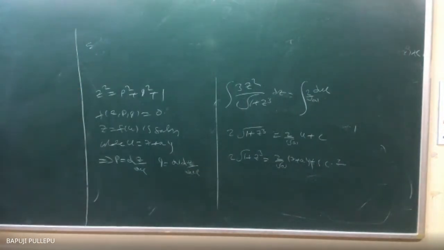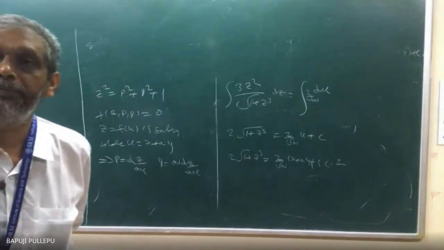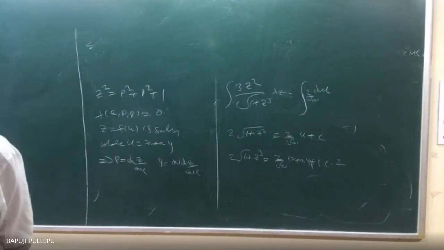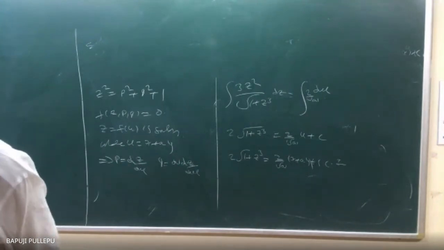These are all the steps you can write for every problem. This is f of z, p, q. Solution: z is equal to f of u, where u is equal to x plus ay. Then p is equal to dz by du, q is equal to a into dz by du. Go back and substitute in the equation z square is equal to p square plus q square plus 1. What will you get?